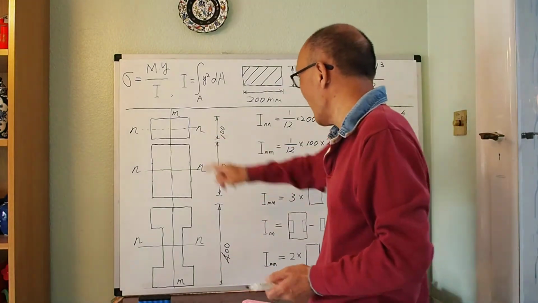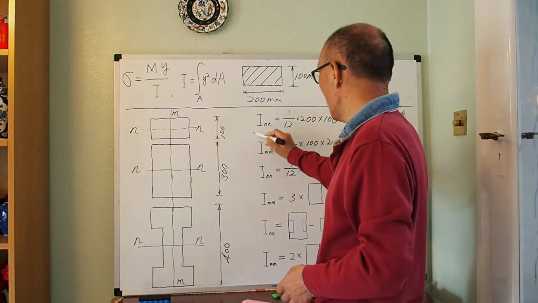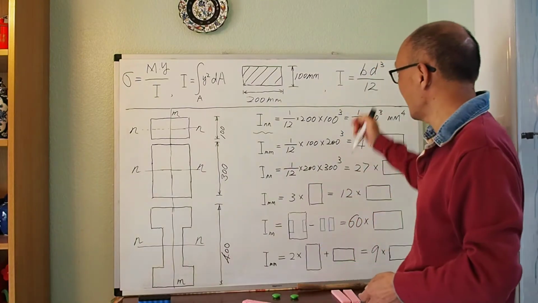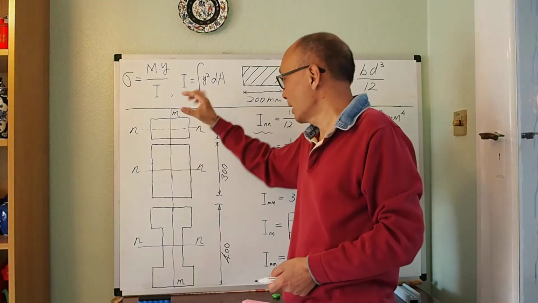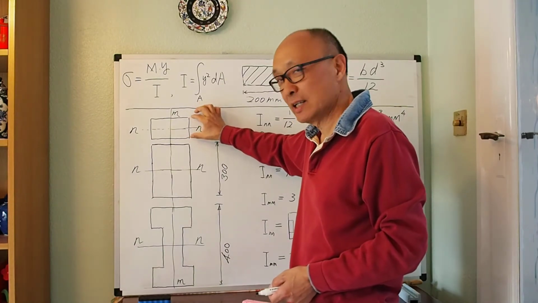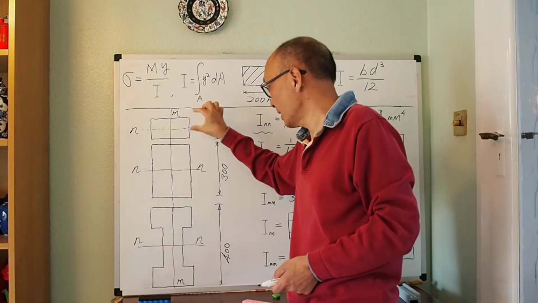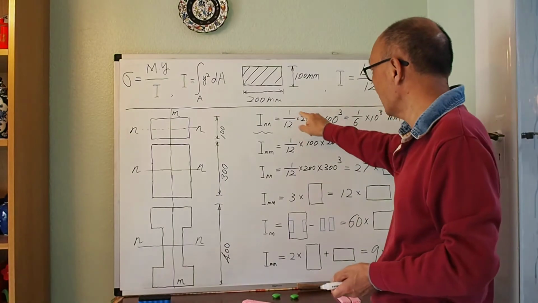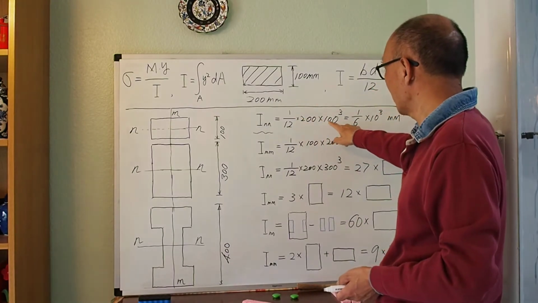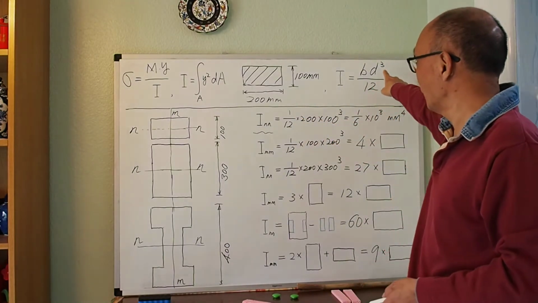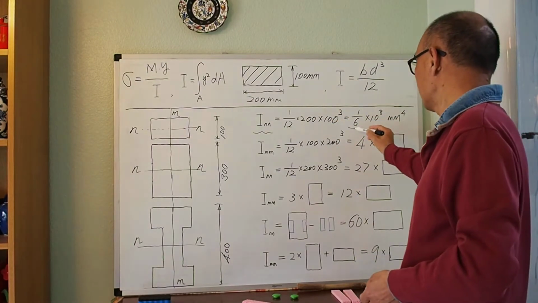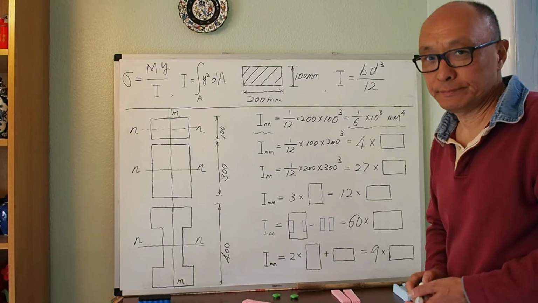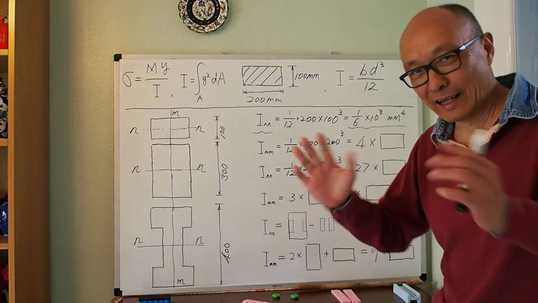And if you do that, that's what I'm doing here, I_N, using that equation, then this will be B, that will be D. Yeah? So that's B, that's D. So 1 over 12, 200 times 100 to the power of 3, and you end up with this number here. Nothing interesting so far.